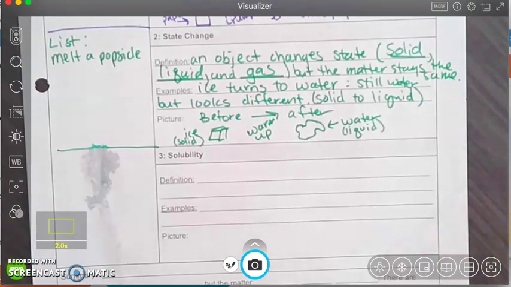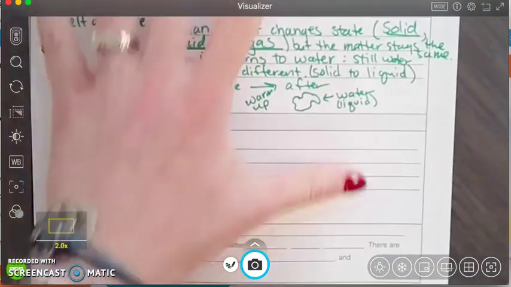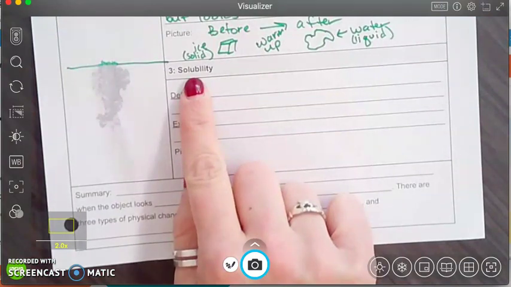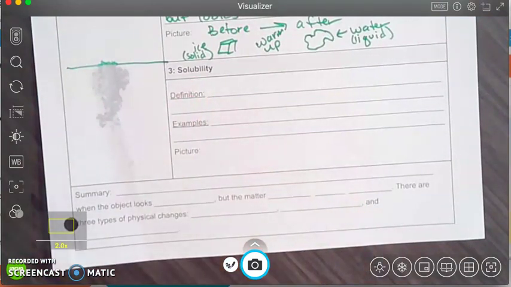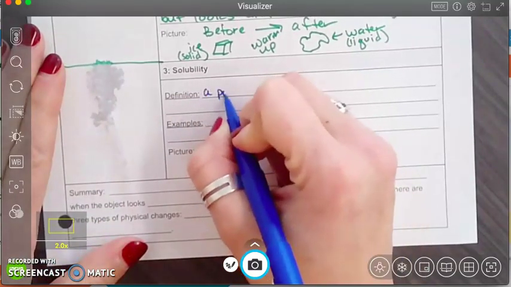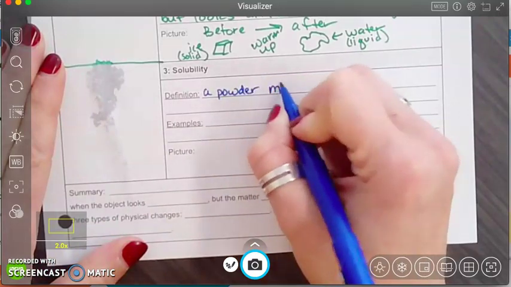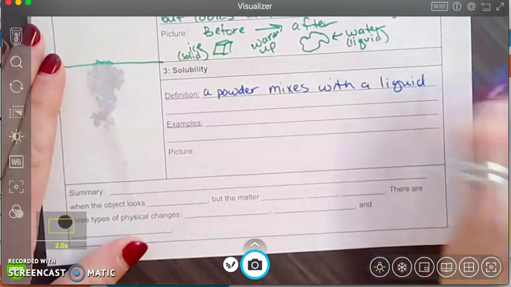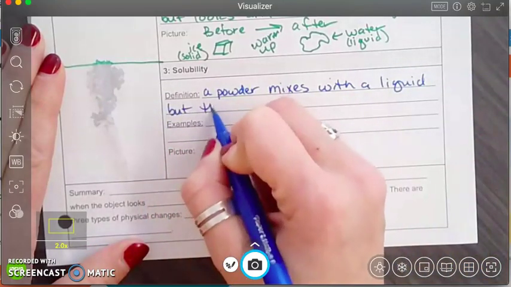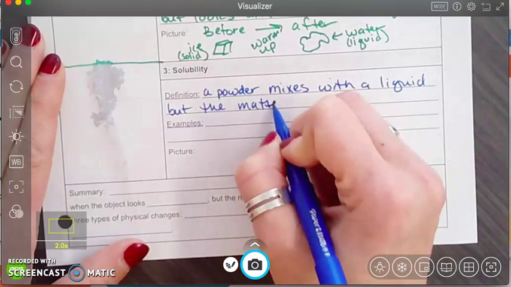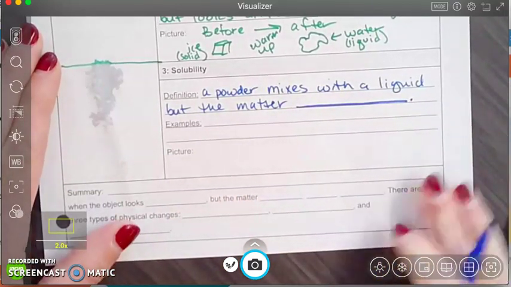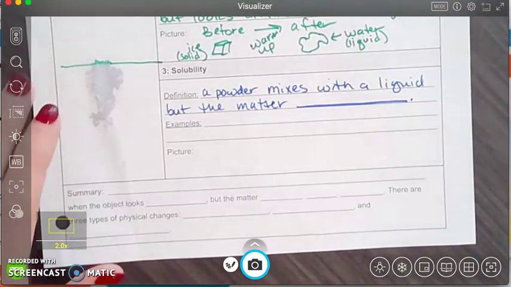All right, my last example of a physical change is called solubility. This one is a tricky one to say, but is fun to say at the same time. So this is when a powder mixes with a liquid, but the matter, I'm going to have a blank here because I hope that you are looking at the definition of a physical change.